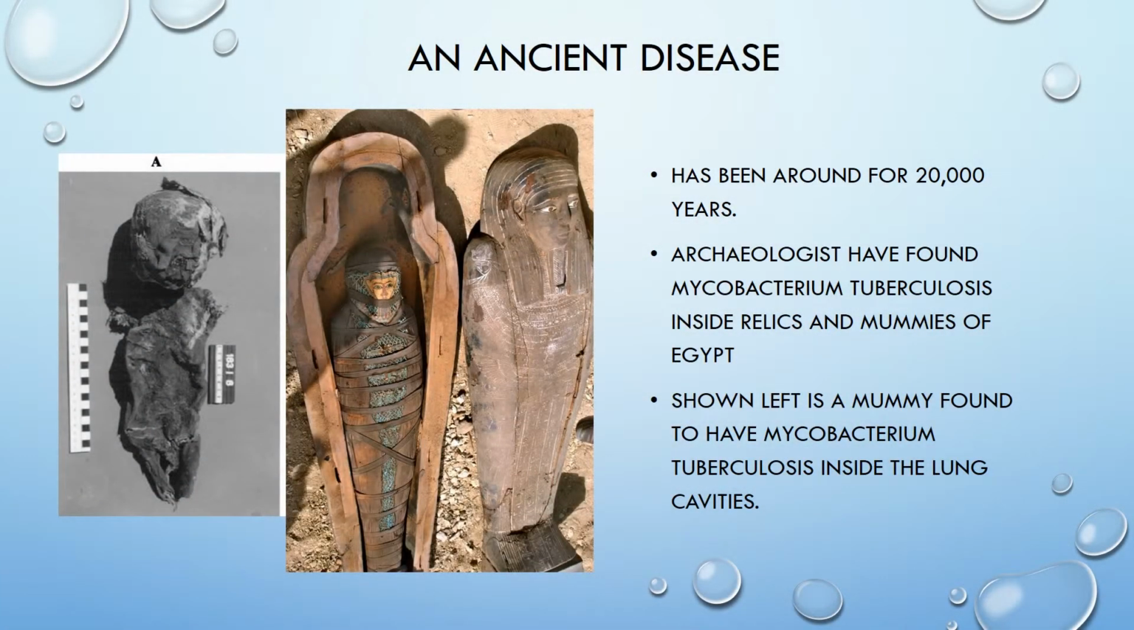Tuberculosis is really an ancient disease and has been around for 20,000 years. Archaeologists have found Mycobacterium tuberculosis inside relics and mummies of Egypt. Shown at the left is a mummy of an infant. They opened up the lung cavities of this infant and found Mycobacterium inside. So we can see that Mycobacterium tuberculosis has been around for a very, very long time.